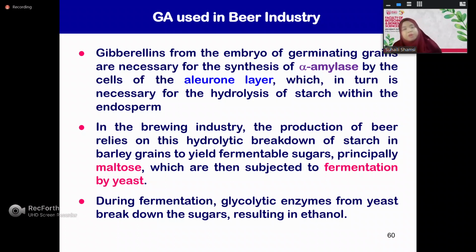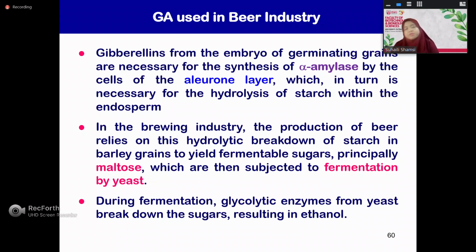So gibberellin from the embryo of germinating grains is necessary for the synthesis of alpha amylase by the cells of the aleurone layer, which in turn is necessary for the hydrolysis of starch within the endosperm. So gibberellin is produced by the seed itself, and it will then enter the aleurone layer. And this aleurone layer has a storage of starch and proteins, which can be used to release monosaccharides, right?